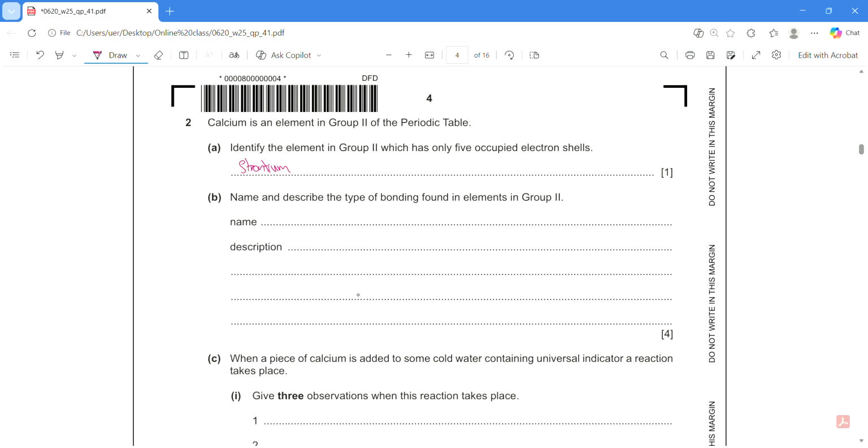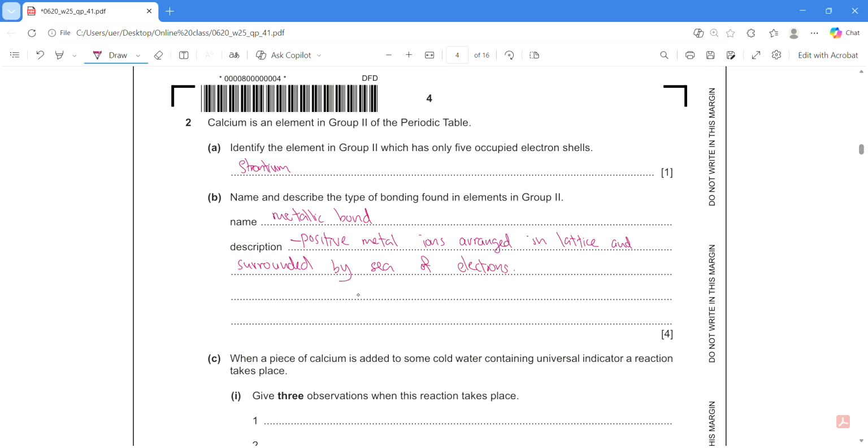Number B, name and describe the type of bonding in group 2. So group 1 to group 3 in your periodic table, they are metals. So metals, they have metallic bond. Okay, so to describe metallic bond, you just have to mention they have positive metal ions which are arranged in a lattice. Okay, lattice means they have regular arrangement and they are surrounded by a sea of electrons.